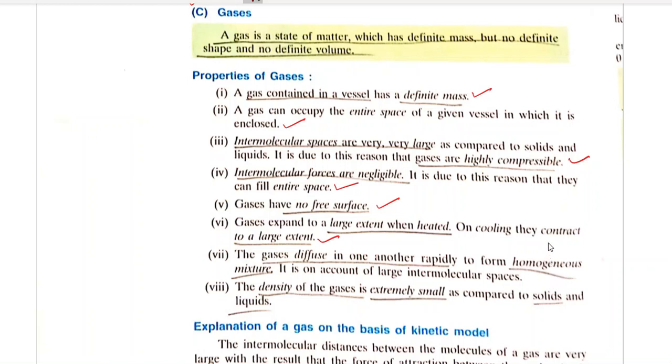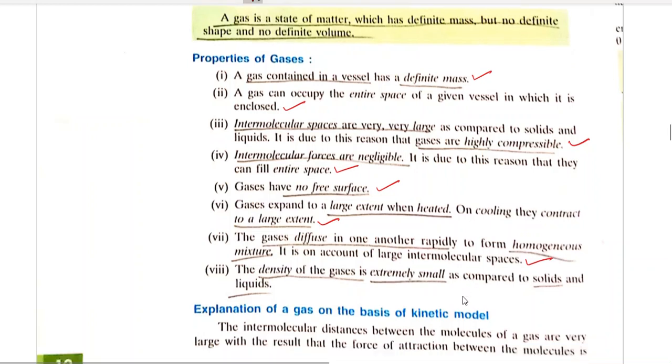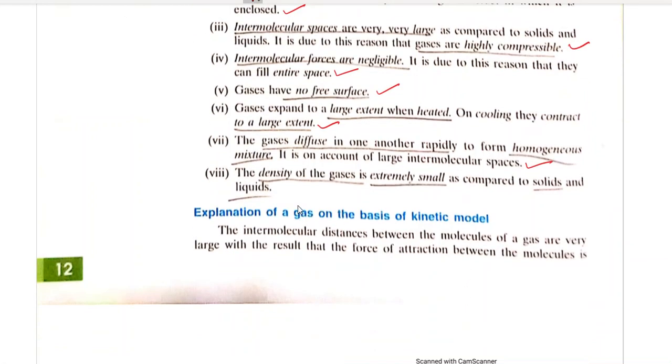In air, there are so many gases, right? It is on account of large intermolecular spaces that gases diffuse into one another very rapidly. The density of gases is extremely small as compared to the solids and liquids.